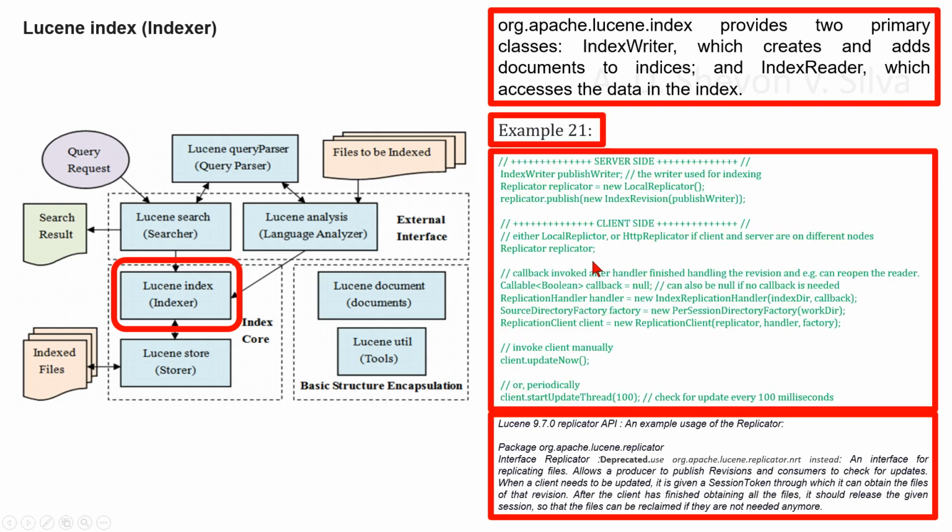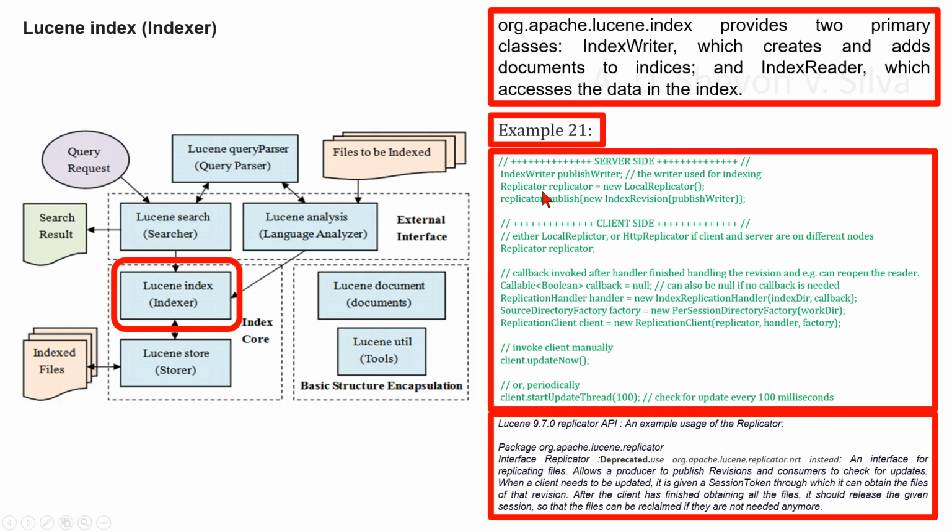Now we are considering the Lucene 9.7.0 replicator API. The package provides index file replication capabilities. Here is an example usage of the replicator. The interface Replicator is in package org.apache.lucene.replicator.